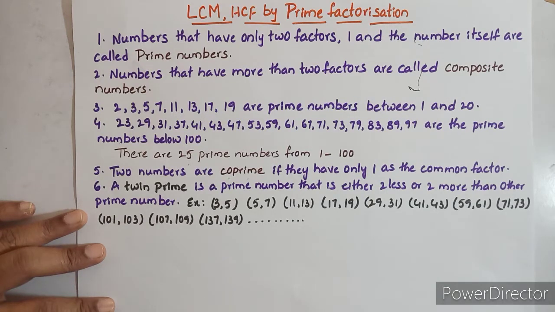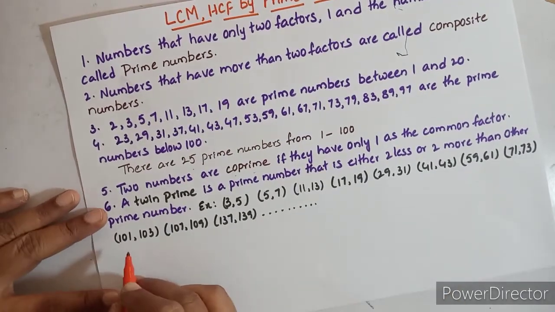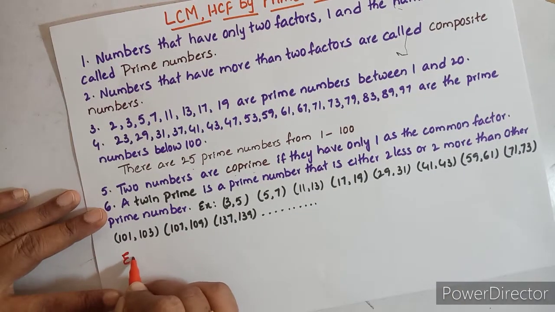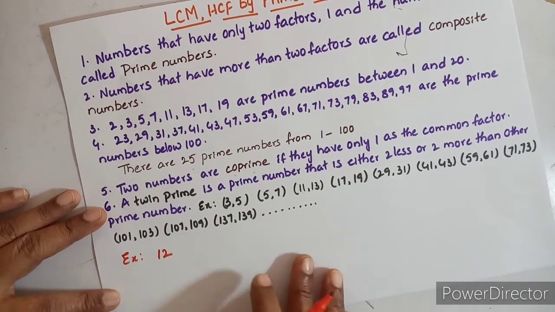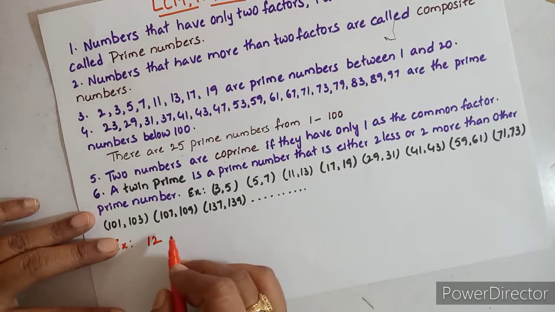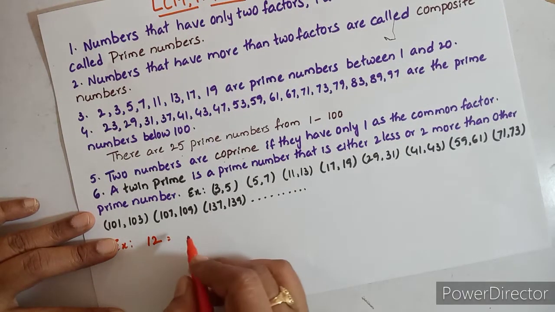Now, how do we write a number as the product of prime numbers? Is it possible? For example, 12. Can you write 12 as the product of prime numbers? Of course we can. 12 can be written in many ways.